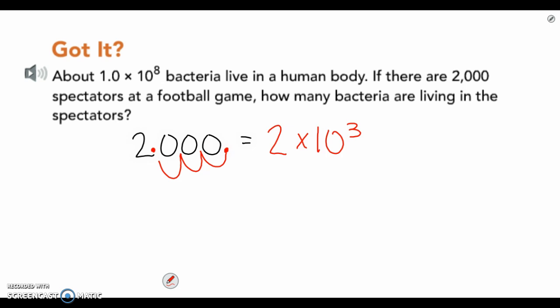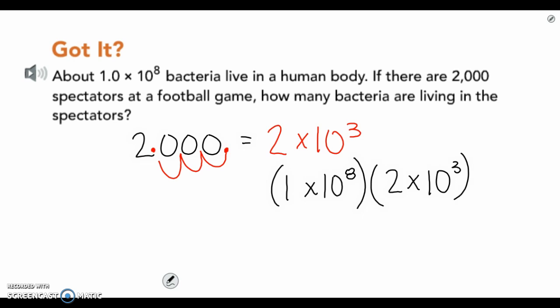So now we're going to use our exponents and multiply them together. The reason why we're multiplying is because it tells us that about 1 times 10 to the 8th bacteria live in a human body, and there are 2,000 spectators or human bodies at this football game. So this is using multiplication. So we have 1 times 10 to the 8th power times 2 times 10 to the third power.